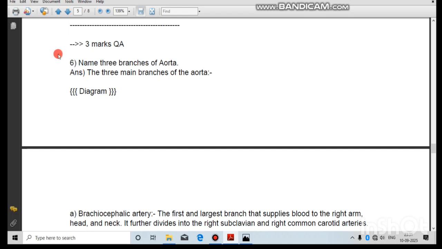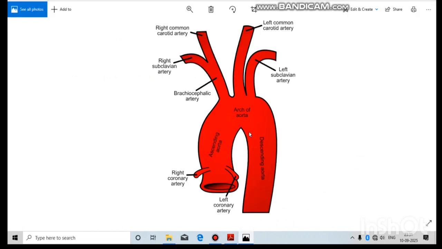Okay, students, now we will discuss the 3 marks question answers. The first 3 marks question is: name 3 branches of the aorta. Here we have the diagram. We have 3 branches here: the brachiocephalic artery, the left common carotid artery, and the left subclavian artery. These are the 3 branches.